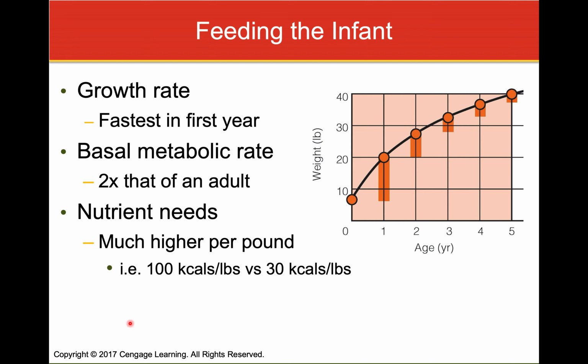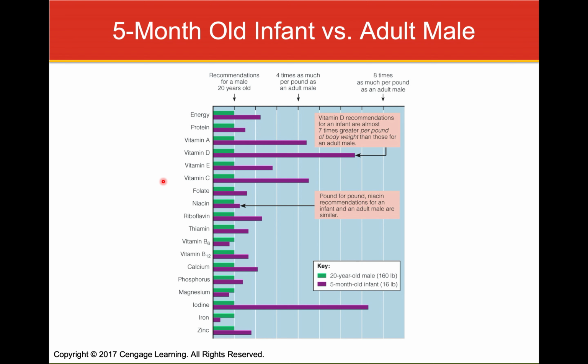So in terms of nutrient needs, they're going to be much higher per pound. And just for reference, in an infant, we're looking at about an energy need of 100 calories per pound compared to the average adult, which is going to need about 30 calories per pound. So the infant doesn't have higher energy needs in total number of calories, but when we look at it on a per pound basis, they have much higher energy needs. And this is reflected here. So you can see the energy needs are much higher.